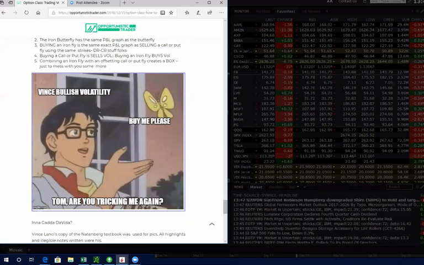Now, that's called an iron fly. And selling an iron fly, which is selling the straddle or the meat, is exactly like buying a call or put fly. That's a little insight into how traders think when they look at daily straddles.